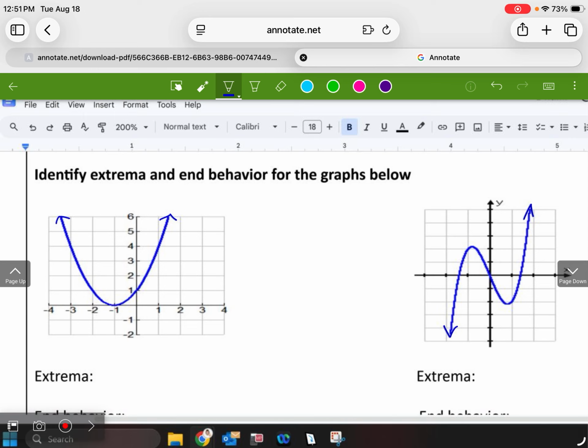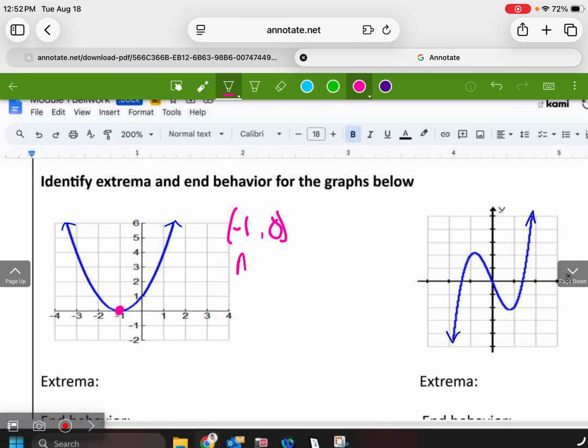Negative 1, 0 is a point. That's the point we're looking at right here for this guy. I gotta make my pen just a little thicker. So thinking about negative 1, 0, what kind of extrema is it? That's really thin. Let's try that again. Yeah, this is an absolute minimum. It's as low as it goes ever. It's never going lower than negative 1, 0. It's our absolute minimum.